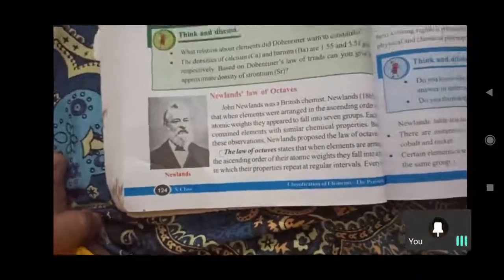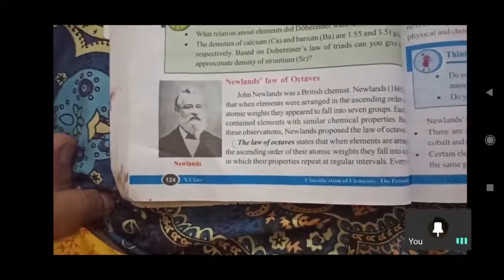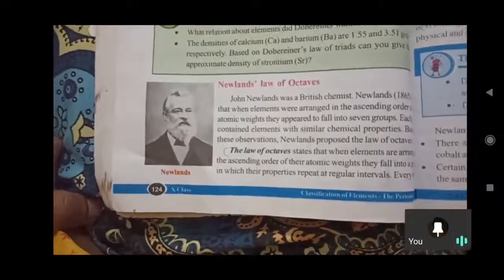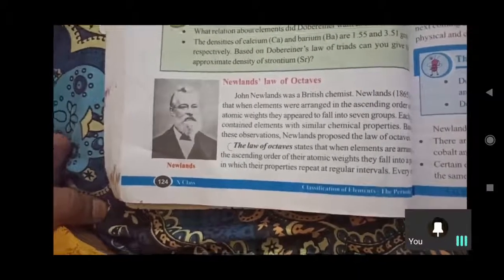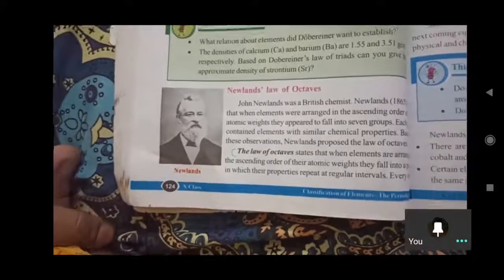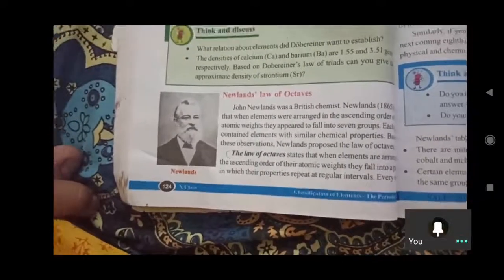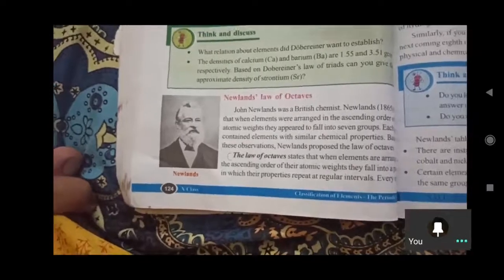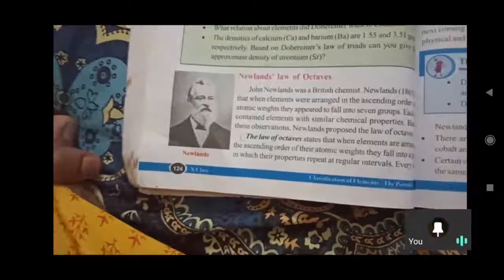This law, yes, Newlands invented this law, the law of octaves. It states that elements are arranged in ascending order of their atomic weights. According to the atomic weights, they are arranged in ascending order, and then after every 8 elements, a new cycle starts again. Every 8th element has similar properties.